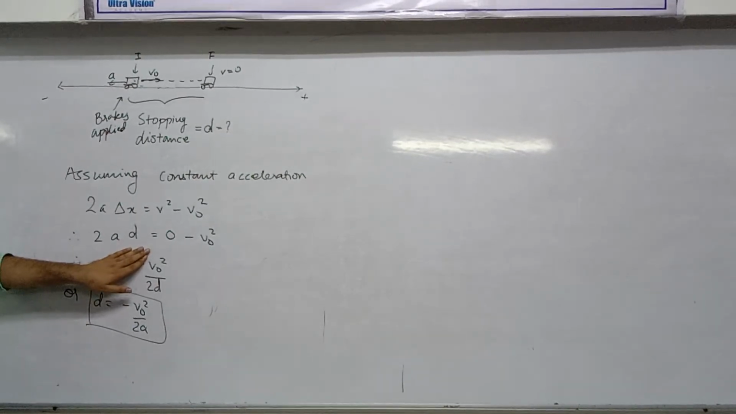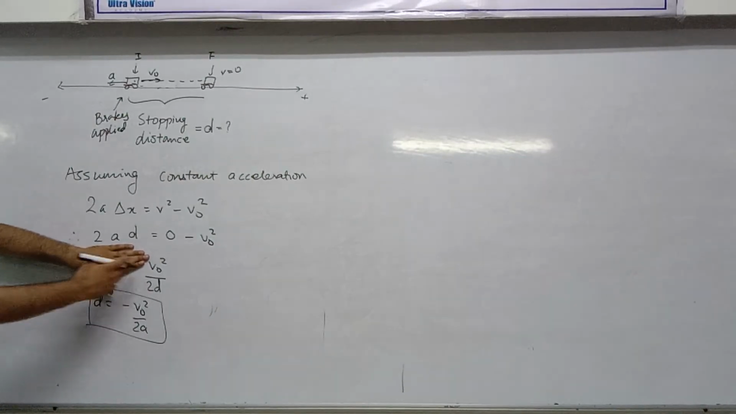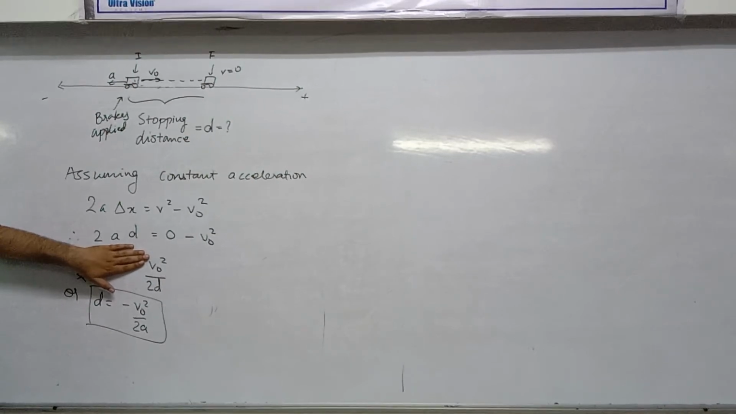What is negative? What is the minus sign? Look at the right side, what is the minus sign? Initial velocity squared is always positive. Yes or no? Yes. So the minus is there. Understood what I am saying?